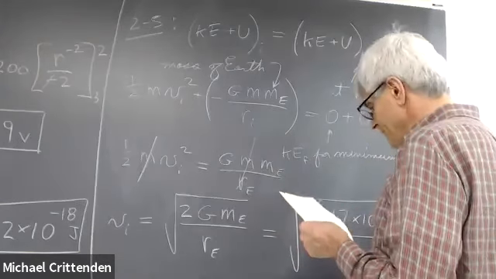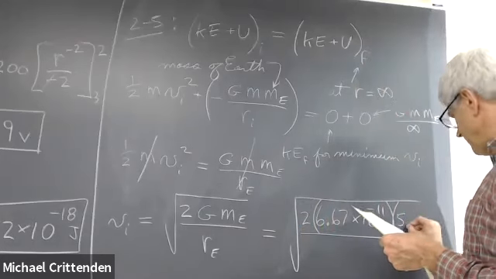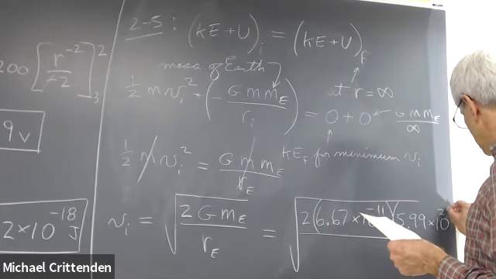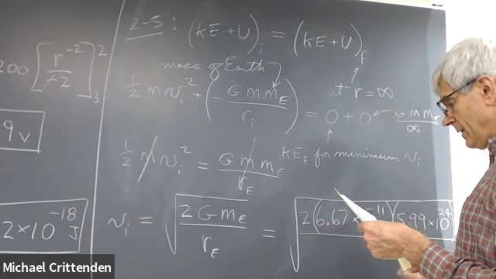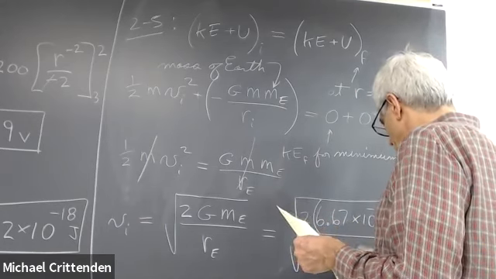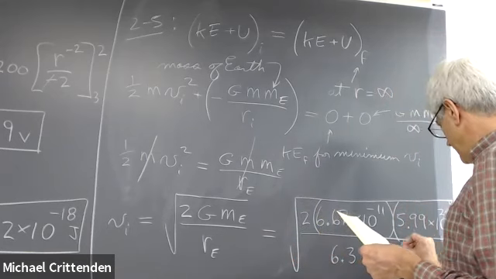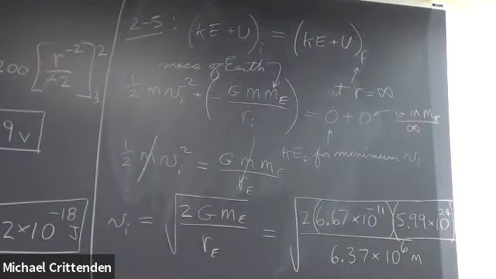6.67 times 10 to the negative 11th power. Mass of the Earth, 5.99 times 10 to the 24. I would label that as being kilograms, except I've run out of blackboard. And 6.37 times 10 to the 6 meters. That's the radius of the Earth. All three of those numbers can be looked up in some table in your formula sheet. And so you run all that through your calculator.